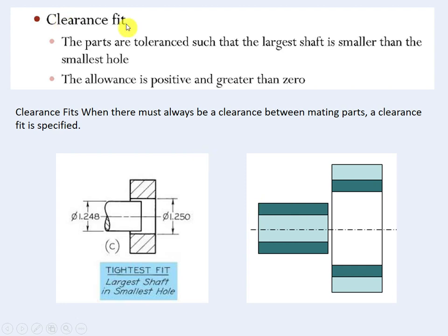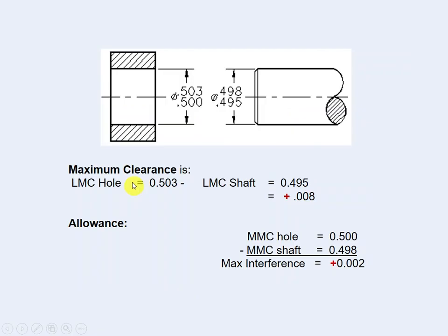Again, clearance fit. The parts are turned such that the largest shaft is smaller than the smallest hole. Allowance is positive. In this example, guys, as you see, we have shaft, we have hole. The largest shaft is always smaller than the hole. We have a gap here and here, as you see. Even with the maximum hole and the minimum shaft, we still have a gap. This is a clearance fit.